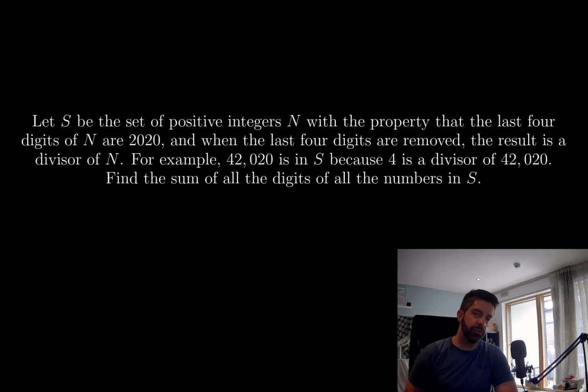Let S be the set of positive integers n with the property that the last 4 digits of n are 2020, and when the last 4 digits are removed, the result is a divisor of n. For example, 42,020 is in S because 4 is a divisor of 42,020. Find the sum of all the digits of all the numbers in S.